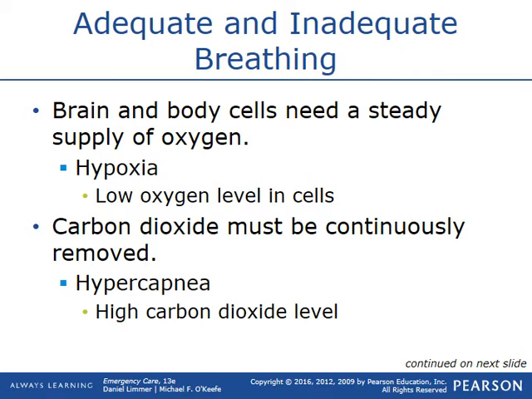So we talk about adequate and inadequate breathing. The brain and the body cells need a steady supply of oxygen. When they don't have a steady supply of oxygen, this is called hypoxia, or low oxygen levels in the cell. So we need to make sure that carbon dioxide is being continuously removed, or we're going to get what's called hypercapnia, or high carbon dioxide levels.